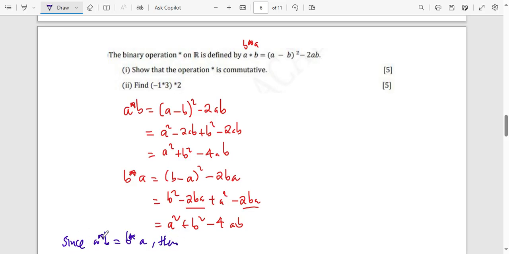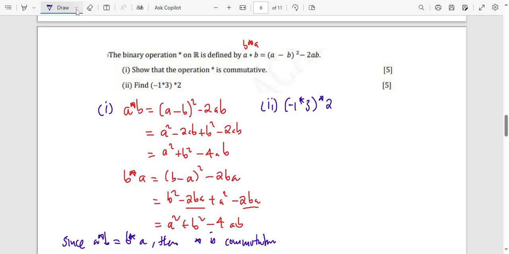Since A star B is equal to B star A, then star is commutative, because whether you start with the A or the B, it is the same answer that you are finding. Okay. And then the second part of the question is saying find negative 1 star 3 star 2. So this is negative 1 star 3 star 2.